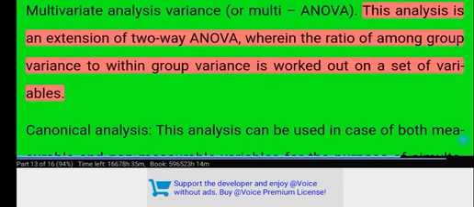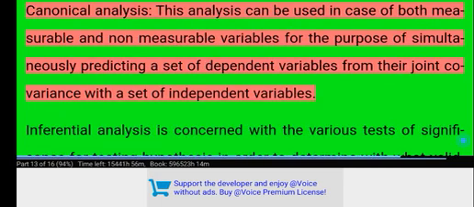This analysis is an extension of two-way ANOVA, wherein the ratio of among group variance to within group variance is worked out on a set of variables. Canonical analysis. This analysis can be used in case of both measurable and non-measurable variables for the purpose of simultaneously predicting a set of dependent variables from their joint covariance with a set of independent variables.